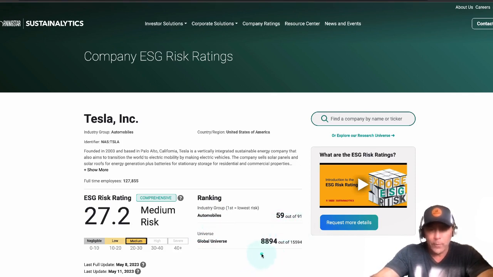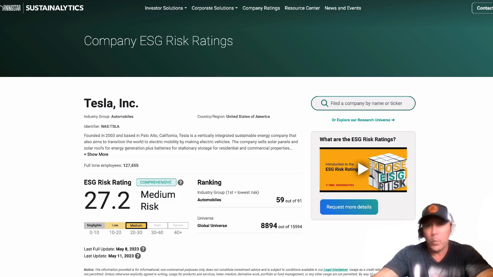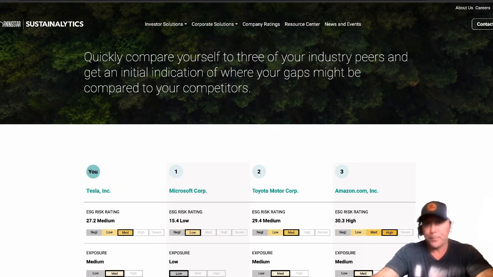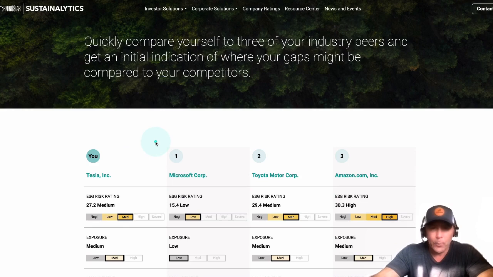And then the global universe of companies, I'm not too sure what that means because there's almost 15,500 companies that they're scoring. But out of those 15,000, Tesla is coming in at around 8,894. Now, if we were to compare Tesla, what I did is I just randomly picked 3 other companies. So here's Tesla right here, and their score is at 27. So to put this in perspective, Microsoft, their score is 15. This is one of the better companies in terms of scoring.